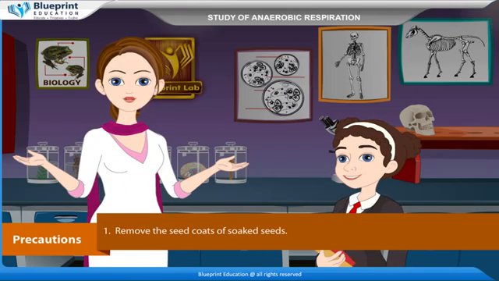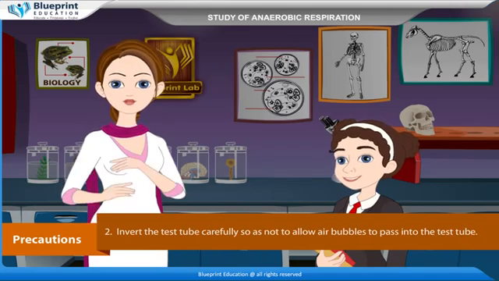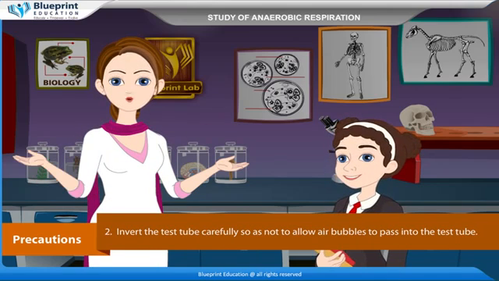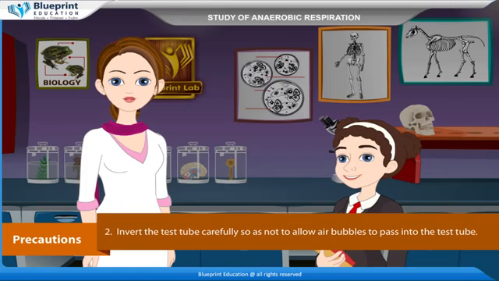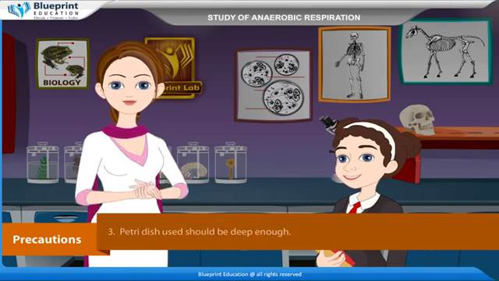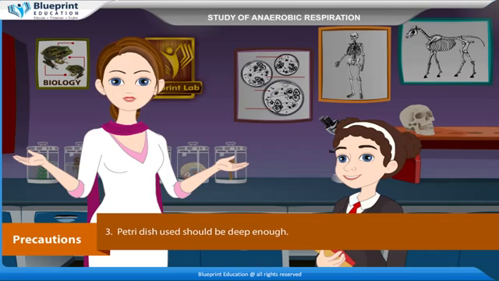Precautions: remove the seed coats of soaked seeds. Invert the test tube carefully so as not to allow air bubbles to pass into the test tube. Petri dish used should be deep enough.